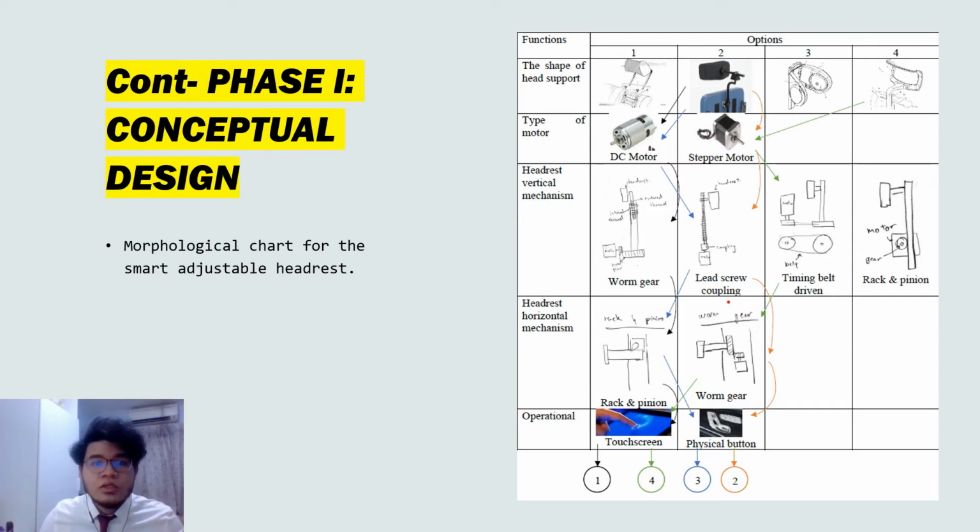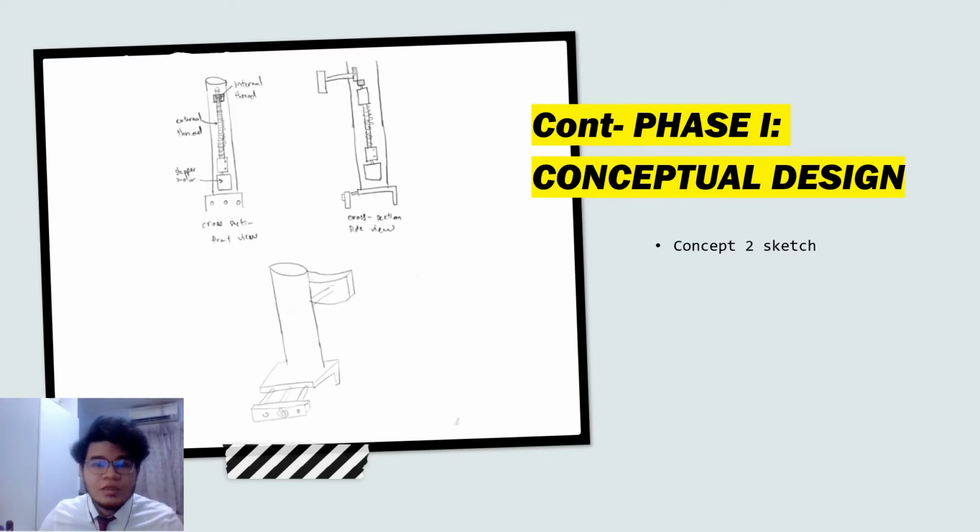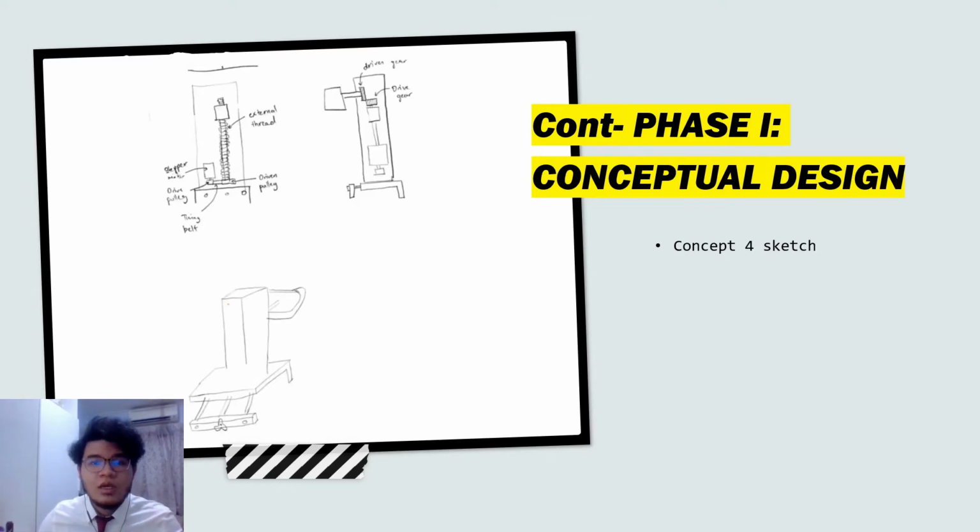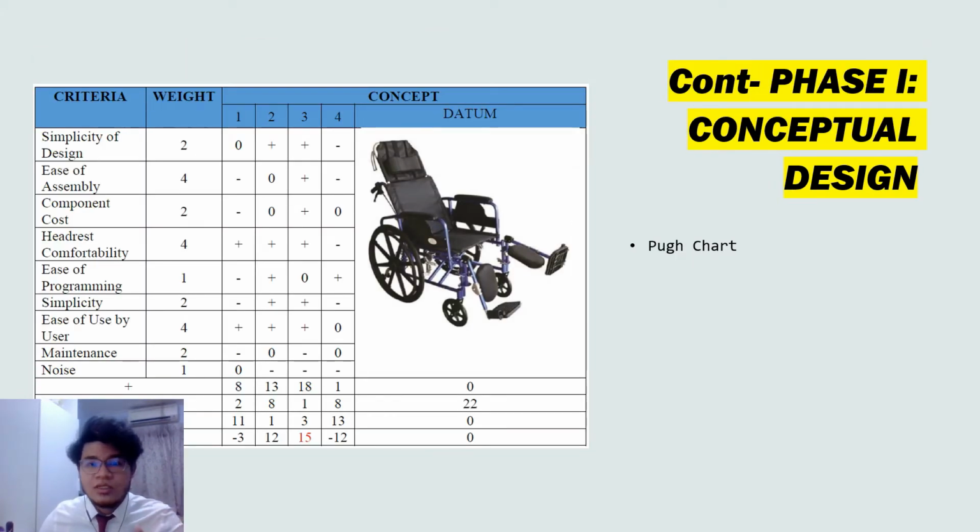that I've established earlier. So as we can see, there will be 4 concept drawings that came up from this morphological chart. This is the first concept, this is the second concept, this is the third concept, this is the fourth concept. I will be choosing the third concept based on this Pugh chart. And this one will be the datum, or the benchmark. The third one is the heaviest around here, 15 points, so I will choose this concept.